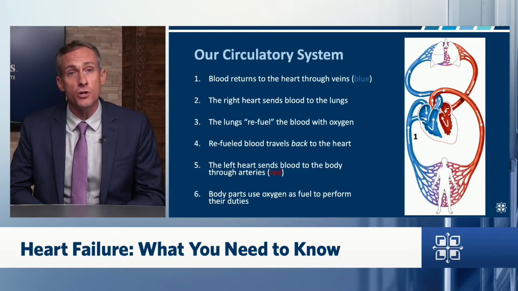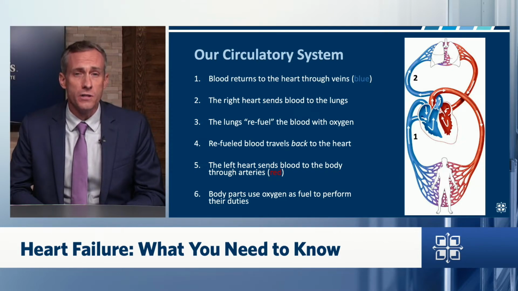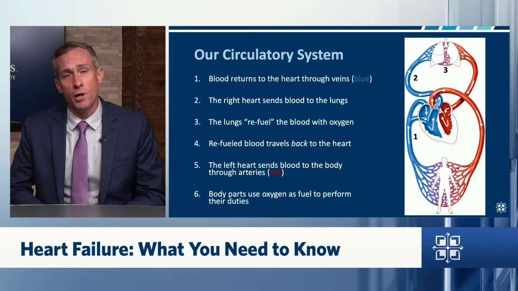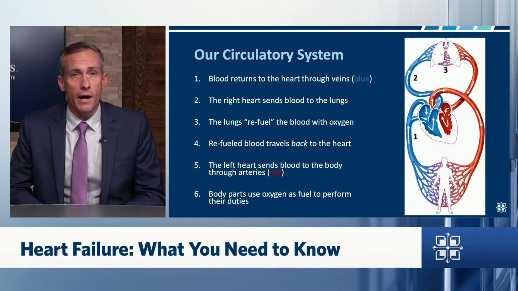So that blood returns to the right side of the heart, the right-sided chambers, and then the right-sided chambers send that blood up over to the lungs through the pulmonary artery. And those lungs then refuel the blood with oxygen. We breathe in air with oxygen in it, and that oxygen goes from our airways into those blood vessels, refueling the blood. And now that refueled blood is ready to be sent out to the body again so that all the body parts can get another round of oxygen, of fuel.